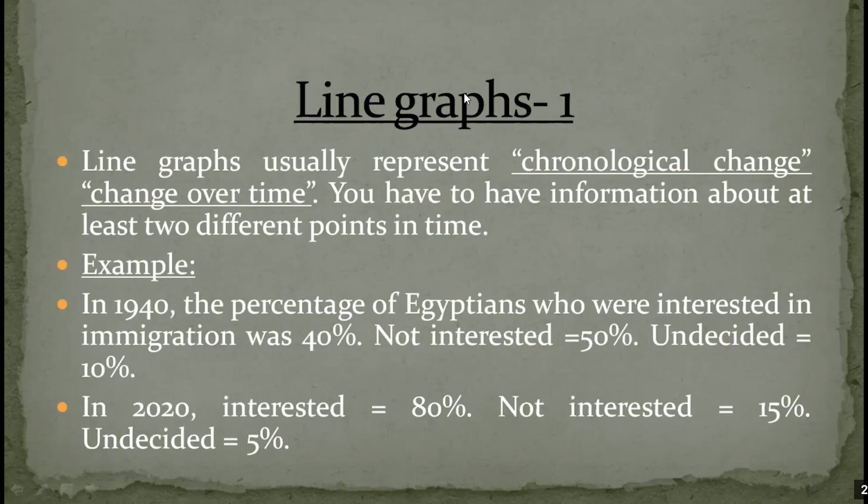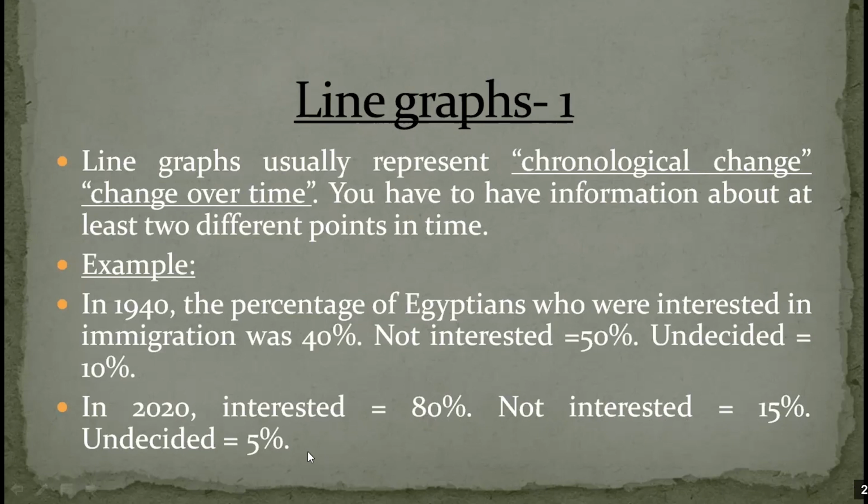If you want to have a line graph, it usually represents chronological change. So that's change over a period of time. You have to have information about at least 2 different points in time. You can't have a line graph with information about 1 point in time. You have to have at least 2 or more. So we can alter that piece of information. We can say, for example, in 1940, the percentage of Egyptians who were interested in immigration was 40%, not interested was 50%, undecided were 10%. That's 1940. And in 2020, interested became 80%, not interested 15%, and undecided became 5%.